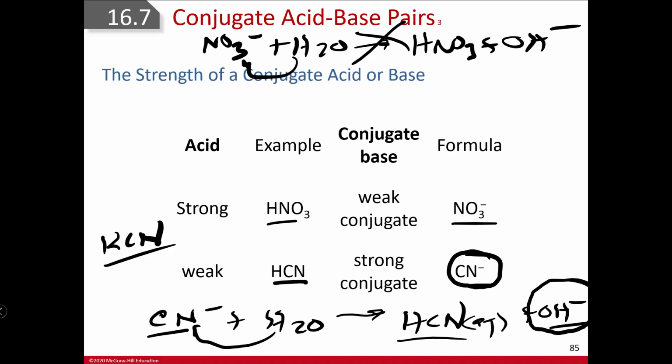Hydrocyanic acid is a weak acid. That makes this a fairly strong conjugate base, which allows it to accept a hydrogen ion from water and form the weak molecular acid and generate the hydroxide ion.